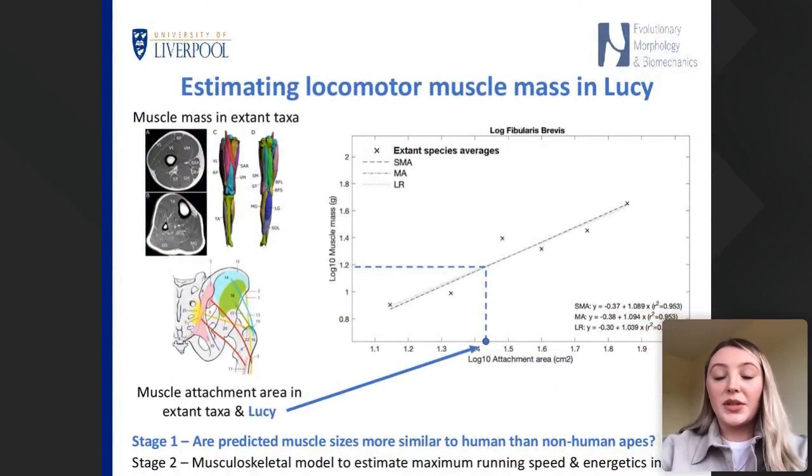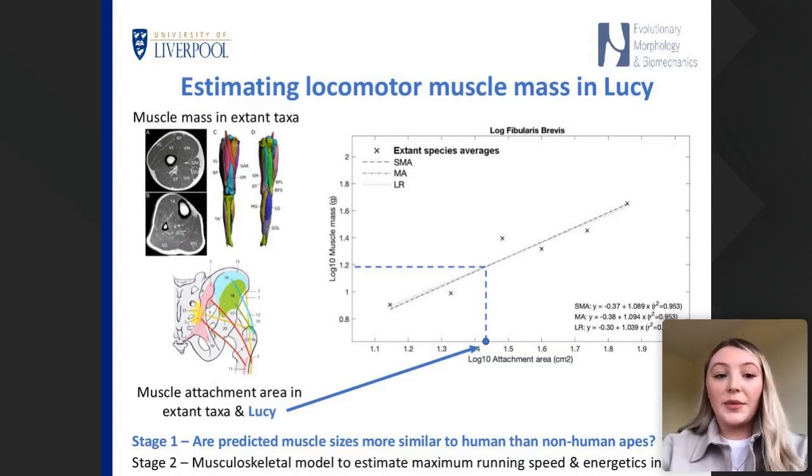So the overall aim of this project was to produce a biomechanical model that will predict the running ability of Lucy, and I completed the first stage of this in my summer internship. So what I did was I gathered muscle mass data for the majority of the lower limb musculature from MRI scans from published papers. I then made muscle origin cutouts using MeshLab of human and non-human apes, including Lucy.